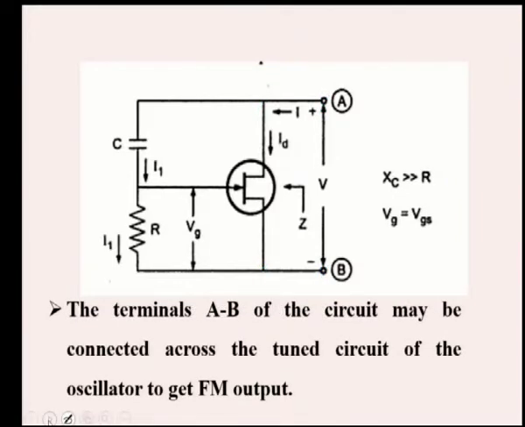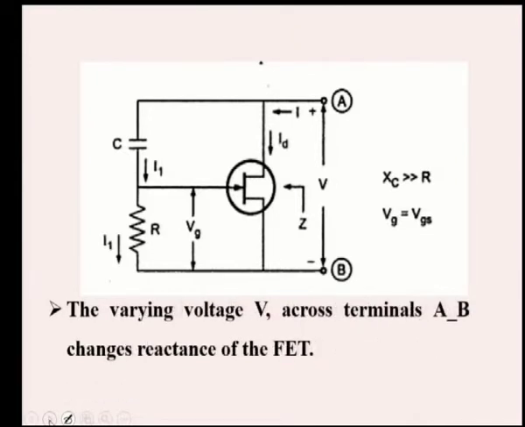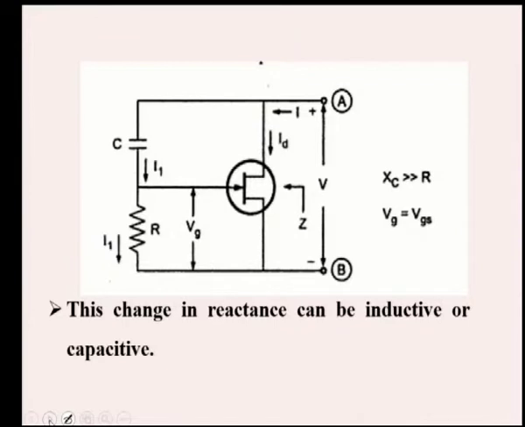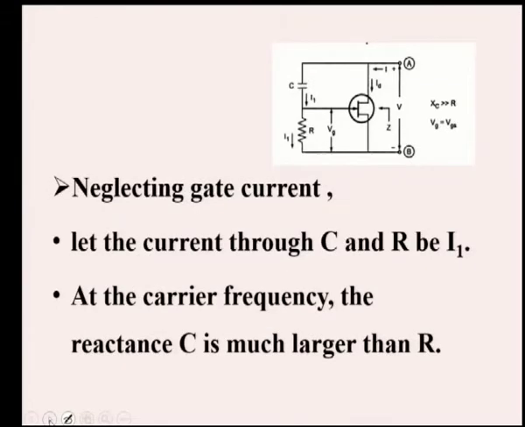The terminals A B of the circuit may be connected across the tuned circuit or tank circuit of the oscillator to get the frequency modulated output. The varying voltage V across the terminals A B changes the reactance of the FET. This change in reactance may be inductive or capacitive, and then this can be used in frequency modulation.